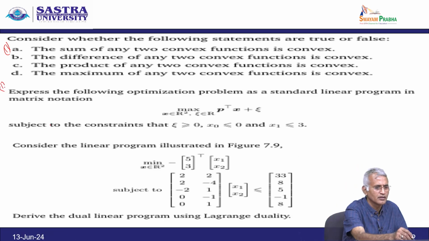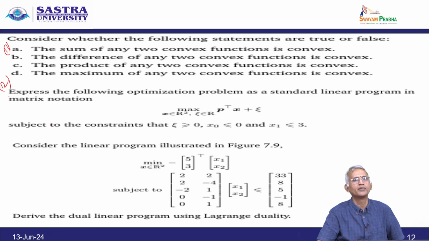12th, express the following optimization problem as a standard linear program in matrix notation. Maximize over x in R^2, where the objective is p^T x plus a constant, subject to the constraint that the constant is greater than 0, where x_0 is less than or equal to 0 and x_1 is less than or equal to 3.